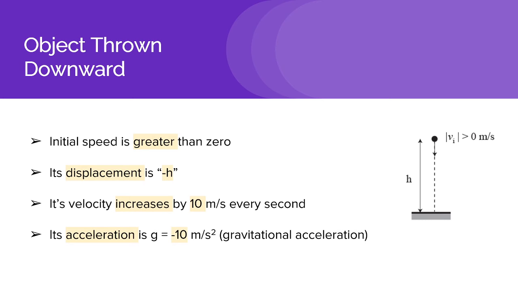All right, objects thrown downward. In this case, you are still going down, but you are going to have an initial velocity greater than 0. You're displacing a distance of h, so your displacement is going to be negative h. Your velocity will increase by 10 meters per second, or 9.8, and your acceleration is still negative 10. There are no simplified versions of the equations, just like free-falling objects but with an initial non-zero velocity.